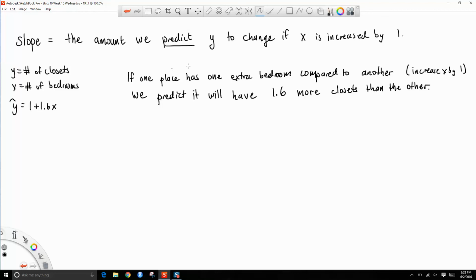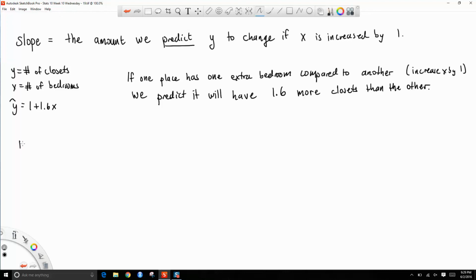So anyway, if we increase x by 1, we predict this will have 1.6 more closets than the other. It's the amount you predict y to change if x is increased by 1. It's not necessarily that y will change. It would be incorrect to say that if we add a bedroom, we automatically get 1.6 more closets. That's not true. It's just that overall, our prediction based on our data changes by this.